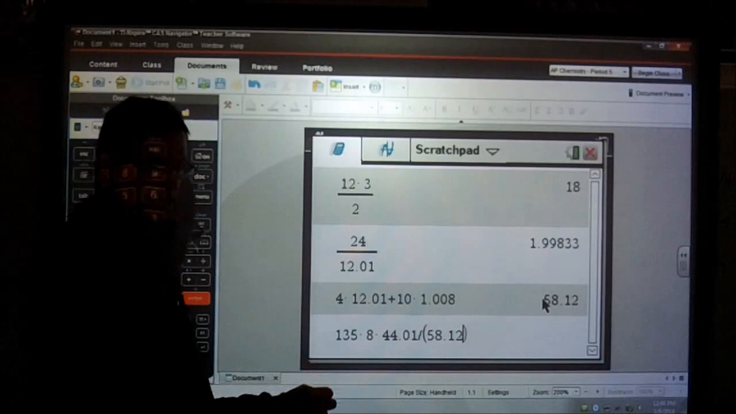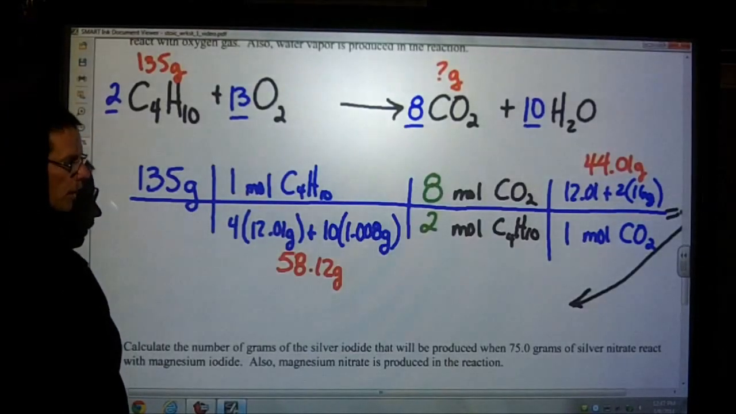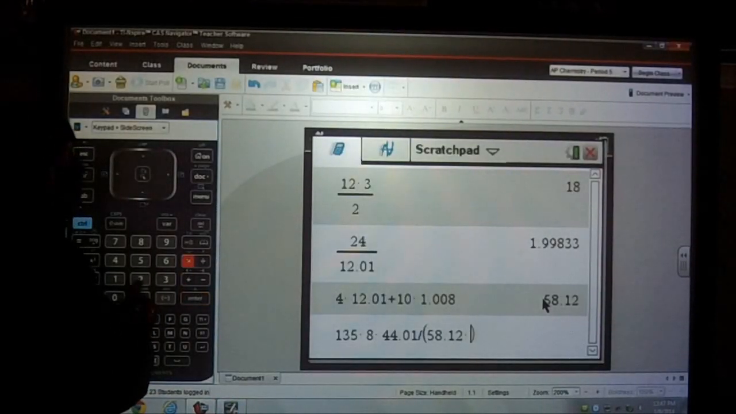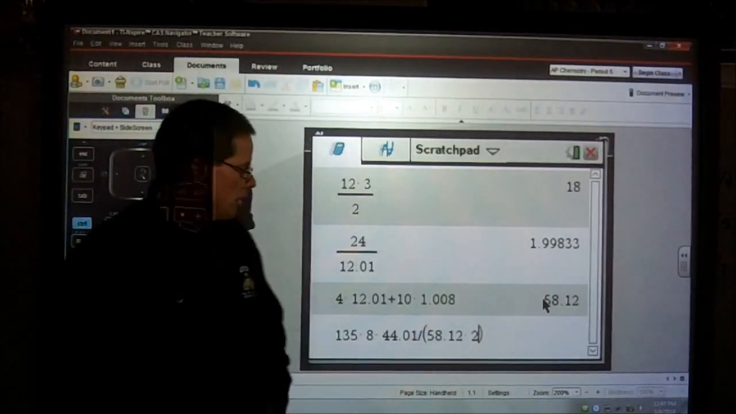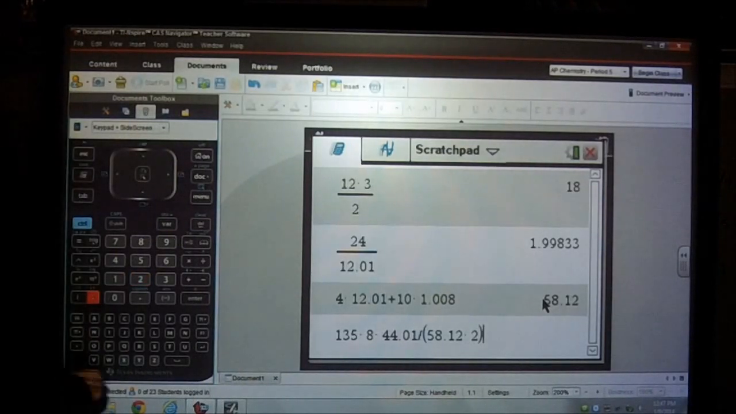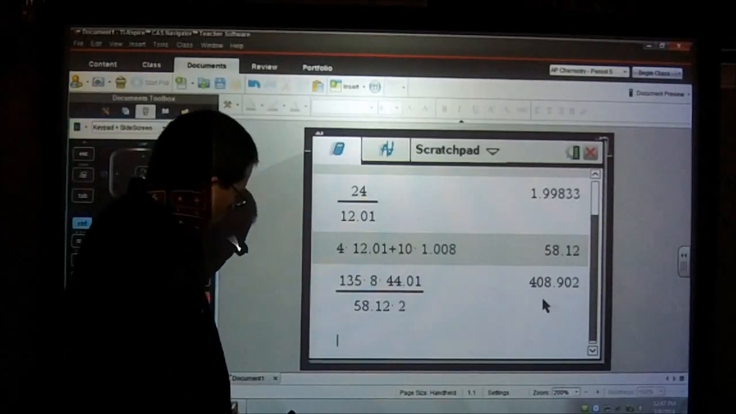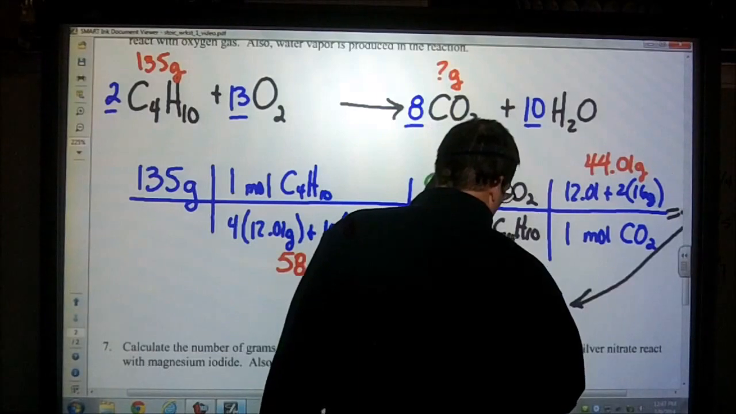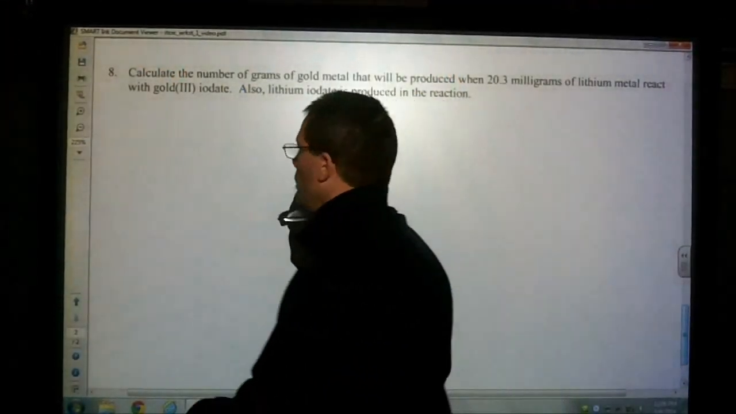Pretty cool. That's a nice thing about the TI. And then times, and it goes a lot faster on your calculator, times 2. So it's kind of like just hitting your answer button. It's kind of a neat feature. So we have everything in there. Let's close the parenthesis. And so 408.9, so we'll say that's 409. So 409 grams of butane.